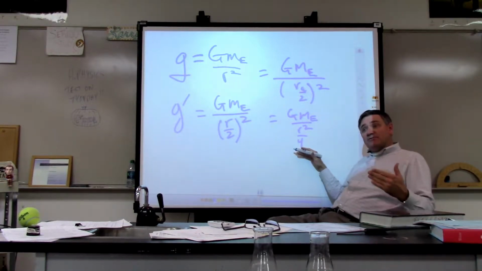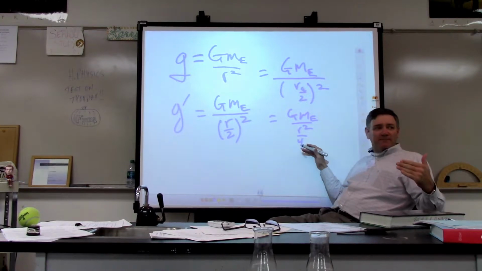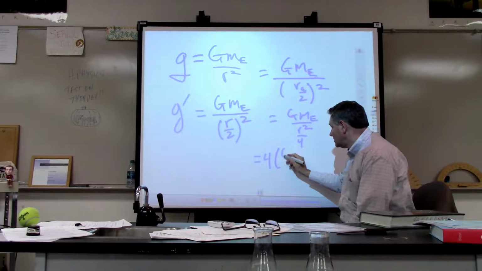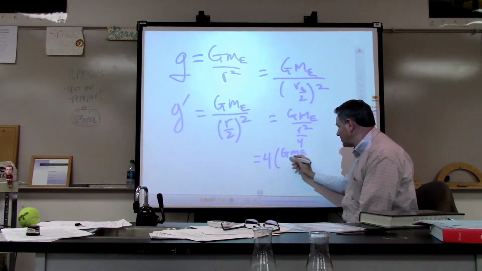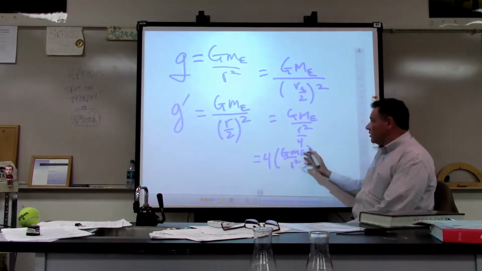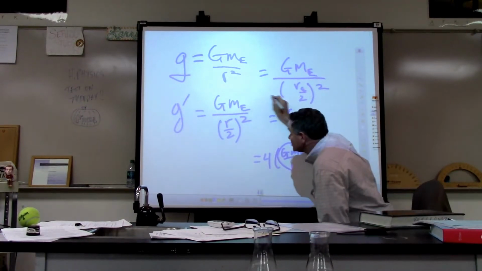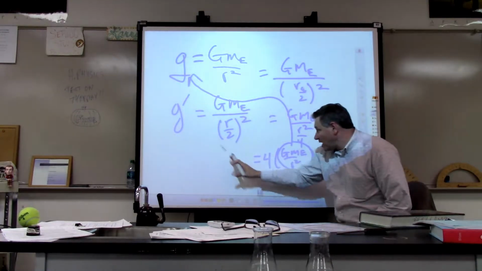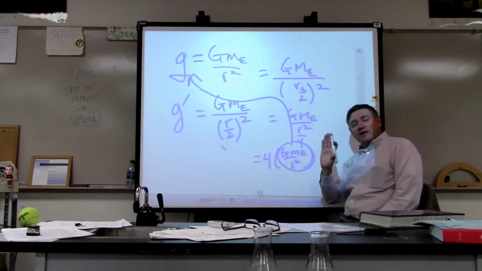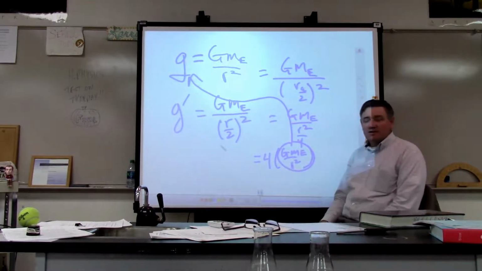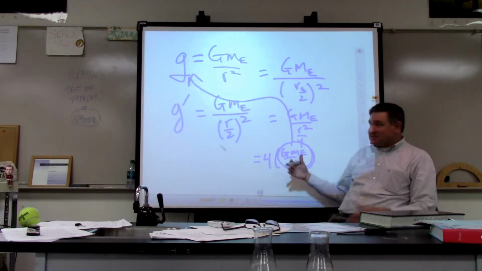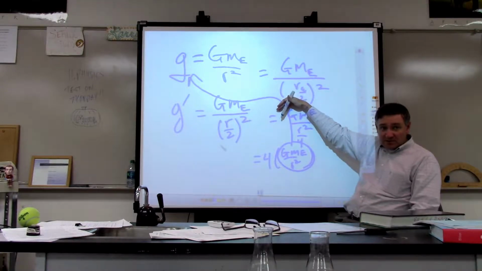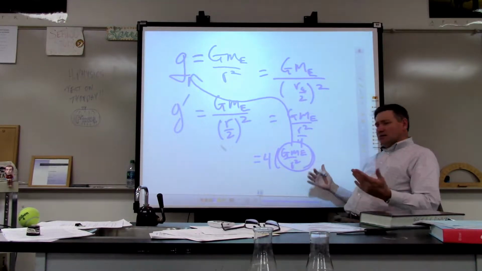So what's going to happen to the 4? It's going to go up. So you get 4 times big G, mass of the earth, over r squared. Well, this was my original value of G. So G prime is going to be 4 times greater than the original value of G. So if you look at it this way, it saves you the hassle and the potential screw up of plugging in all of these numbers. You just look at it, oh, yeah, right.